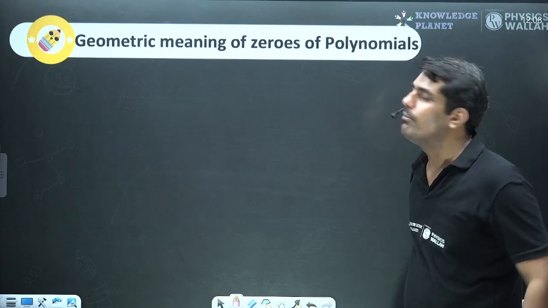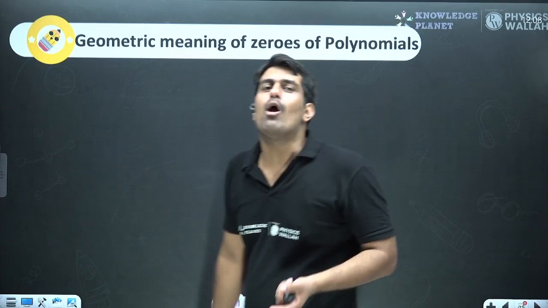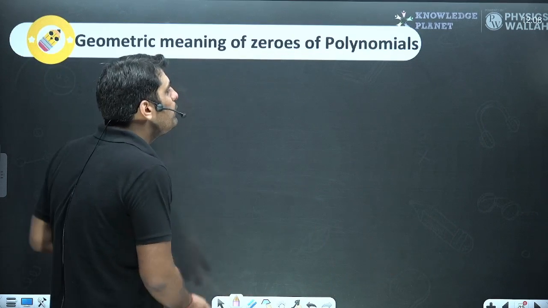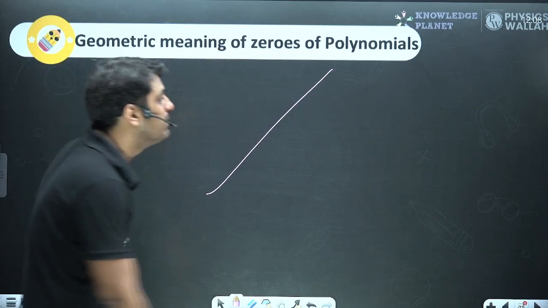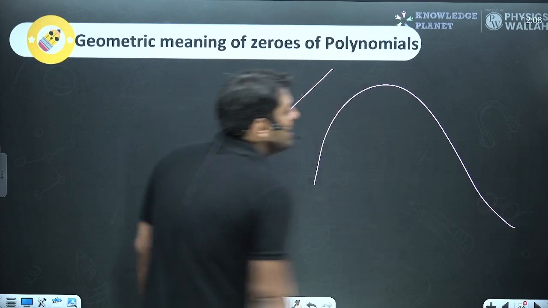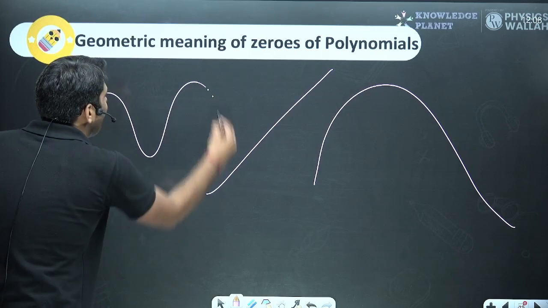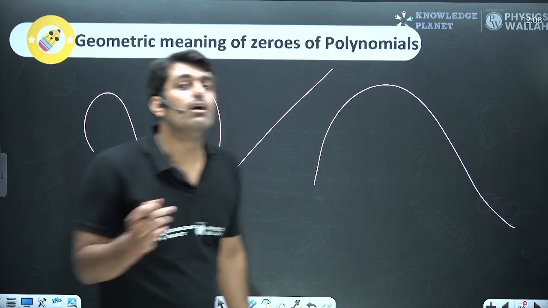how does this geometric meaning of zero of polynomial work? When we do the plotting, first of all, you need to understand there might be different kinds of curves coming up. A straight line can be there. A curve like this can come up. A zigzag curve can be like this. So multiple kinds of curves can come up.